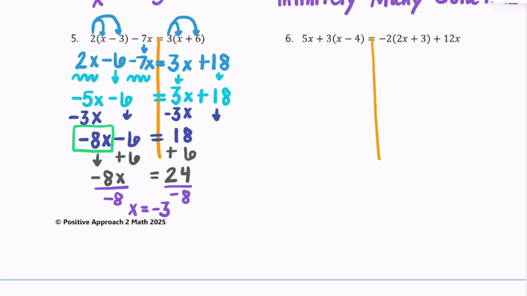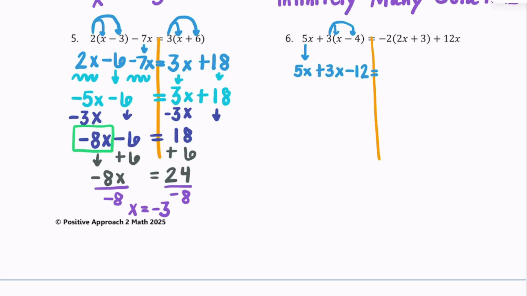If I look at that left-hand side, it looks to me like I have to distribute. I see parentheses and a number in front. So I'm going to distribute that 3 to everything in parentheses, bring down that 5x. So we're going to have 5x plus 3x. 3 times -4 will give us -12.